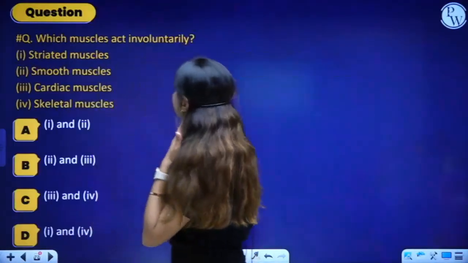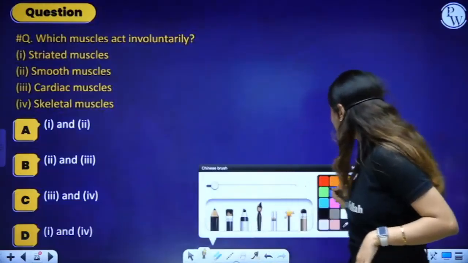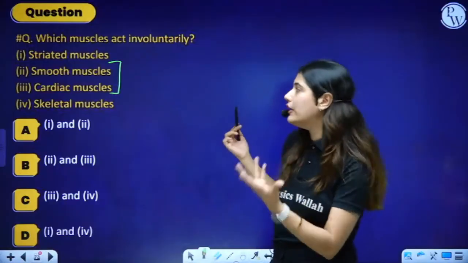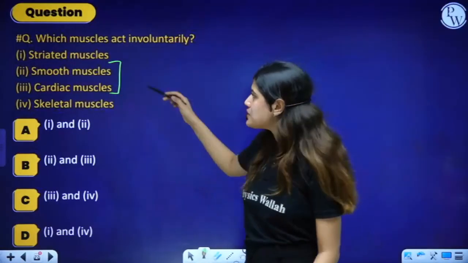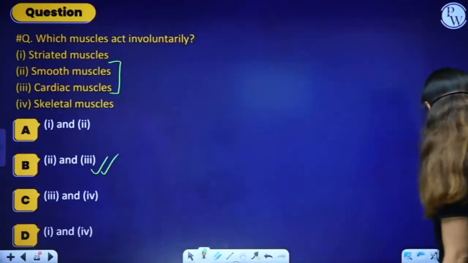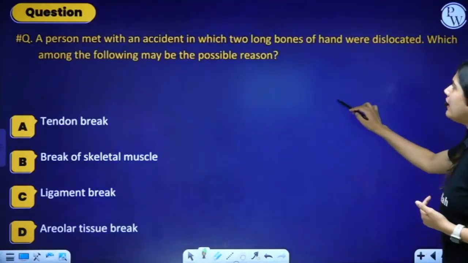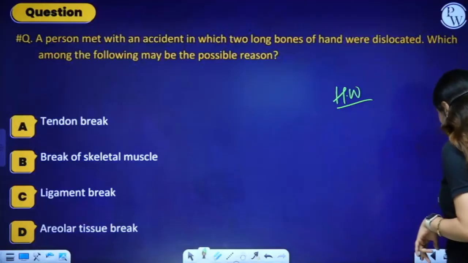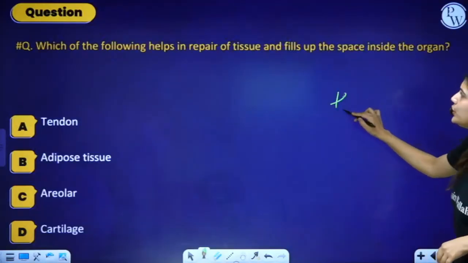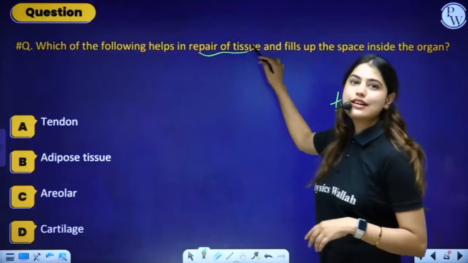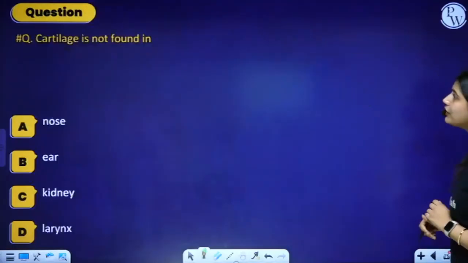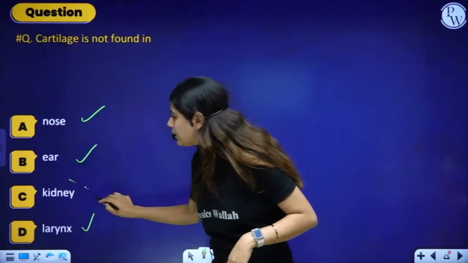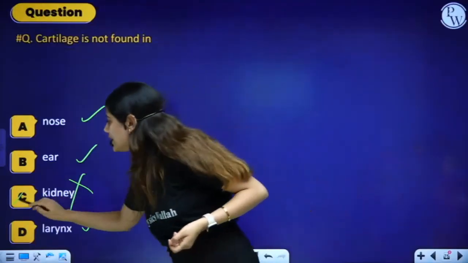Alright, next. Which of the muscles act involuntary? We saw that yes, both smooth and cardiac muscles were involuntary, only the skeletal was voluntary. Again, striated and skeletal are both same, so we can choose option number B. Okay, again, I'm giving you this as homework. Try to remember who is connecting bone to bone and muscle to bone. Again, we can do this repair. We saw who is helping in the repair. Have a look at it. You will be able to solve. Lastly, cartilage is not found in. We saw nose, ear, larynx, but not in kidney. So the answer is actually kidney.